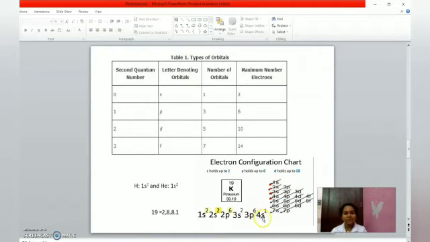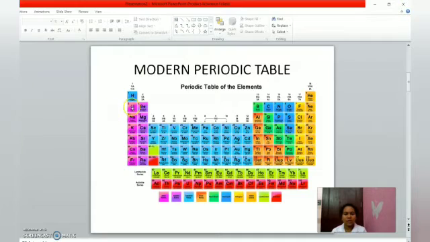We have to find which is the most occupied energy level. Here you can see 4. So this element will be in the fourth period. Let's check with this one. You can see 1, 2, 3, 4. Yes, potassium is in the fourth period. So if you see the electronic configuration of any element, you can find out where this element belongs.